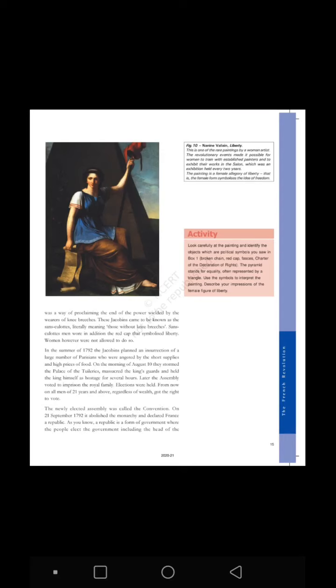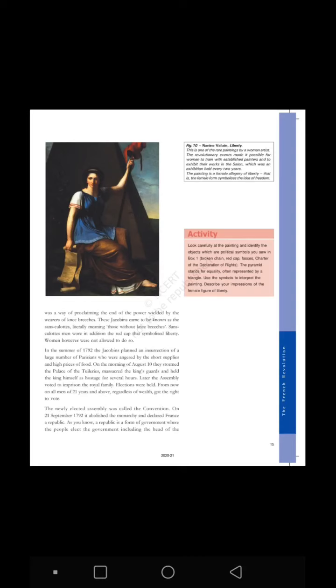In the summer of 1792, the Jacobins planned an insurrection of a large number of people who were angered by the short supplies and high prices of food. On the morning of August 10, they stormed the palace of the Tuileries, massacred the king's guards, and held the king himself as a hostage for several hours. Later, the assembly voted to imprison the royal family.